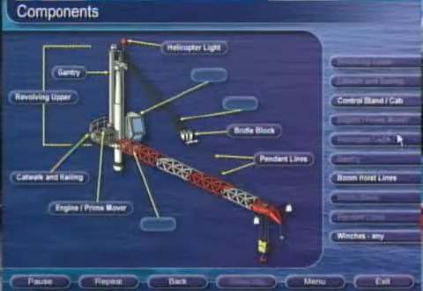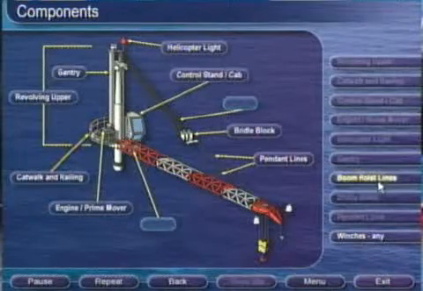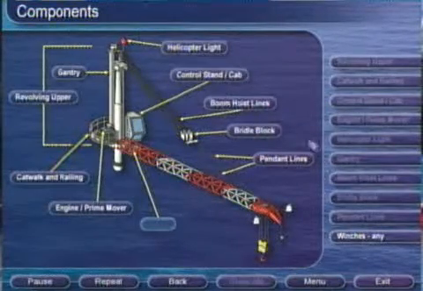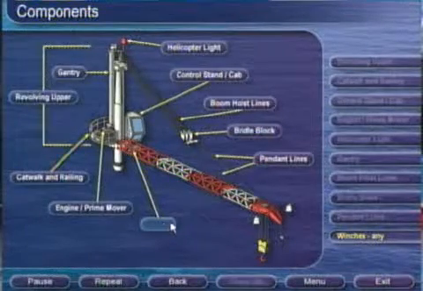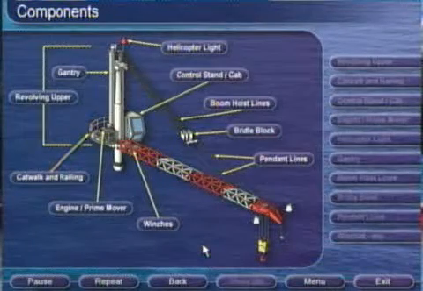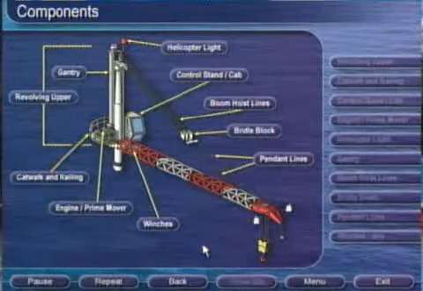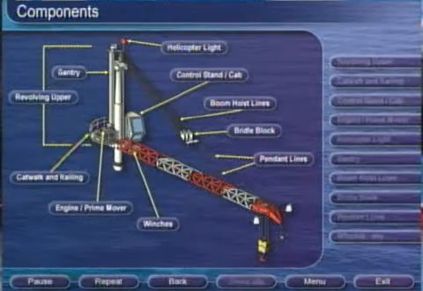That's right. The prime mover on most cranes is a diesel engine. That's right. The boom hoist lines are used to raise and lower the boom. Good work. That's where the hoist winches are typically housed on lattice boom cranes. Good work. You have identified the crane components correctly.